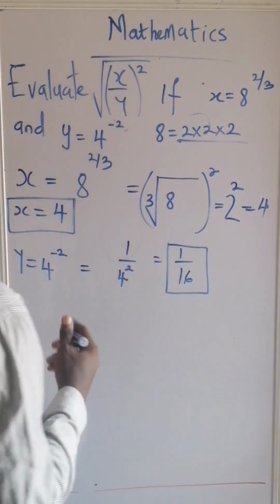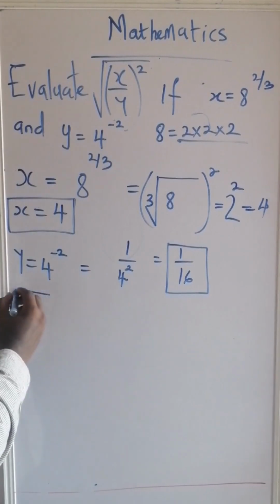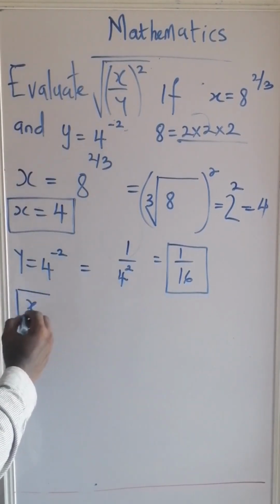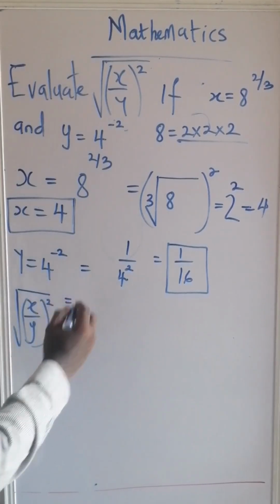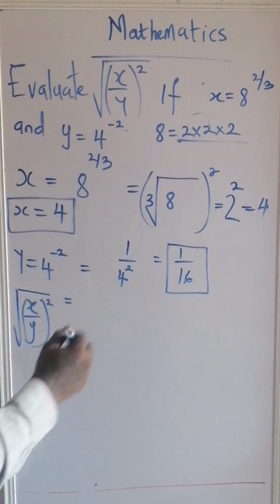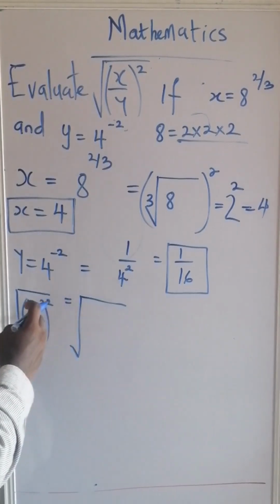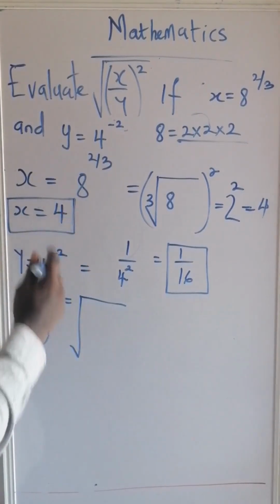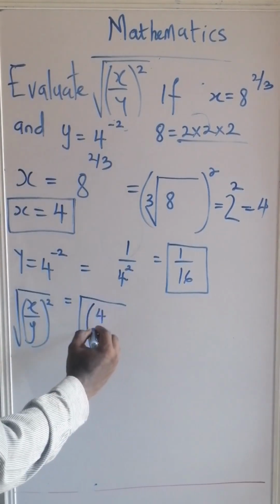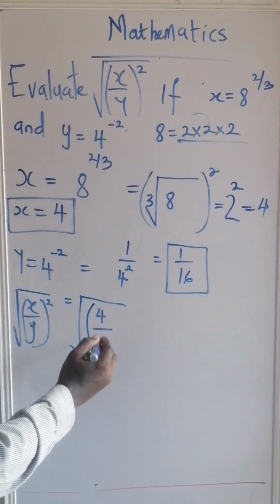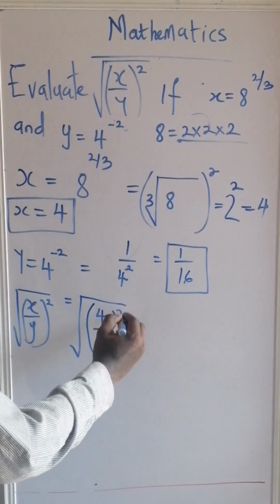Our x equals 4. Now we can go to the question. So we will solve the question. We have to solve root of x over y, then raised to power 2. So what I'm going to do now is slot in our values. So we have our root. Instead of writing x, since we have solved for x, our x is 4. So instead of writing x now, I'm going to write 4 divided by y, and we solved for y as 1 over 16, raised to power 2.